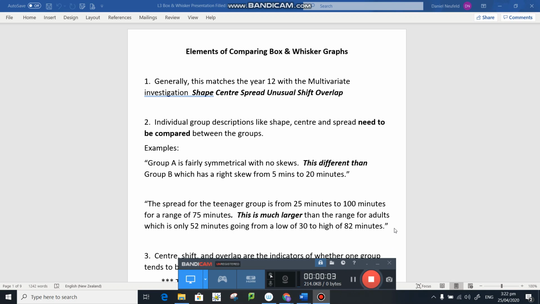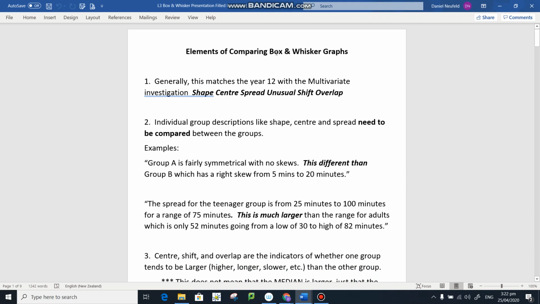Okay, this is the first video where we're going to talk about the elements of analyzing the box and whisker graphs for the Year 13 inference investigation. Again, very similar to the Year 12 one. In fact, this front page is very close to the one I gave them.